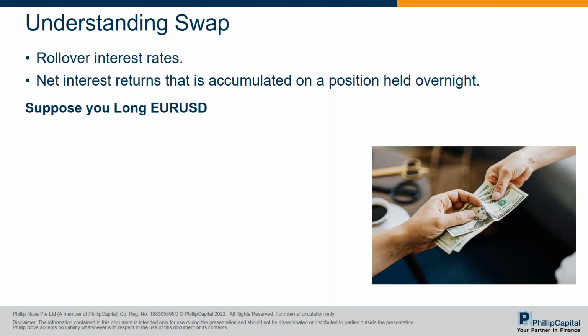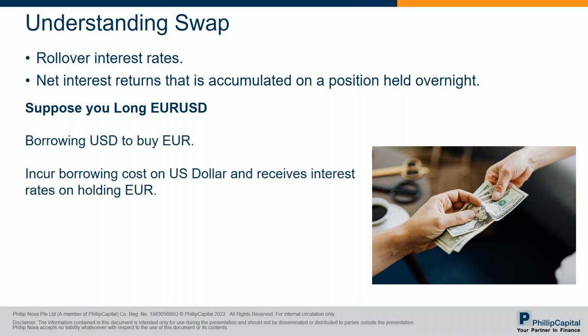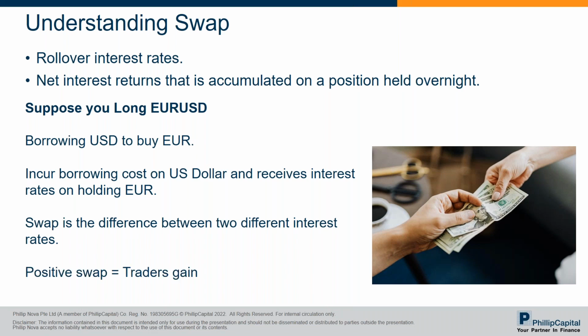Just a simple illustration here. Suppose you long EUR/USD. You're borrowing US dollars to buy Euro. Here you would incur borrowing costs on the US dollar, and you would receive interest on holding Euro. It makes sense, right? You're borrowing something, so you incur the borrowing costs, while you're holding something, you receive the interest rates of that asset. So swap is also the difference between the two different interest rates in that transaction.